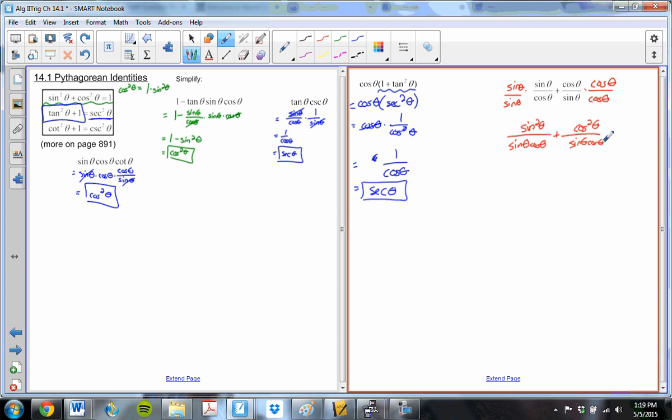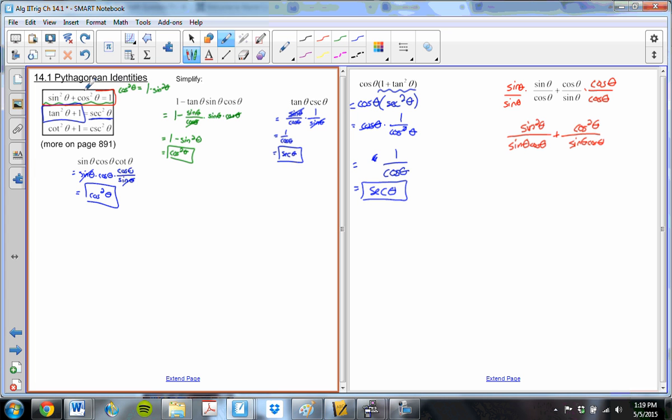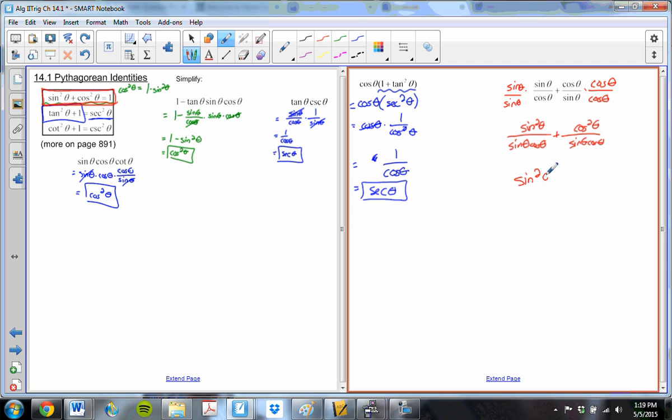And I know that sine squared plus cosine squared is 1. So because I have a common denominator, I can now add up these fractions. So I have sine squared and cosine squared over sine cosine. Sine squared and cosine squared is 1, so it's 1 over sine cosine.